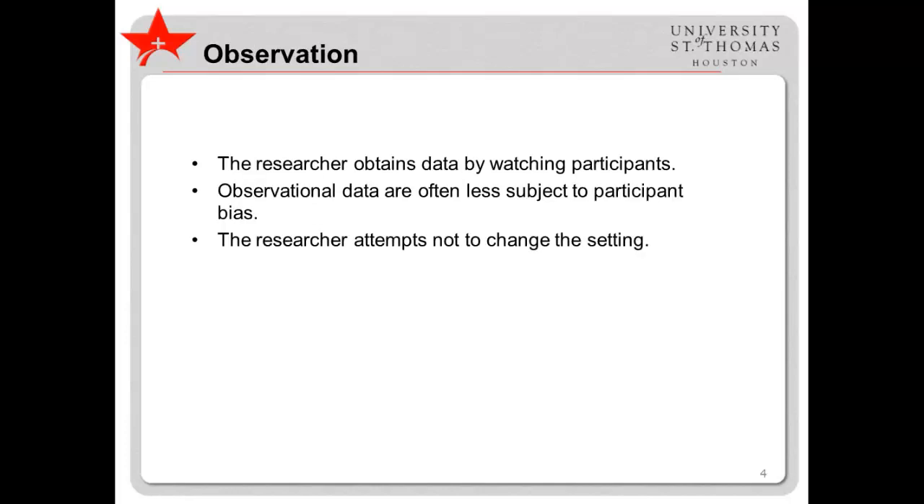A chief form of fieldwork is observation, in which the researcher obtains data by watching participants. An advantage to observational data is that the information is often less subject to participant bias, although researcher bias may be an issue. While observing, the researcher typically attempts not to change the setting.